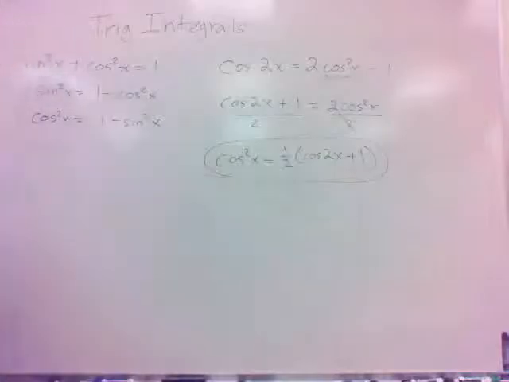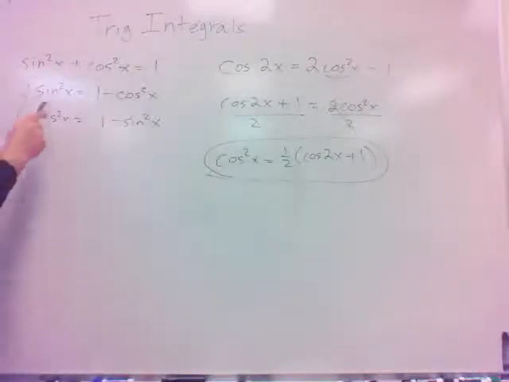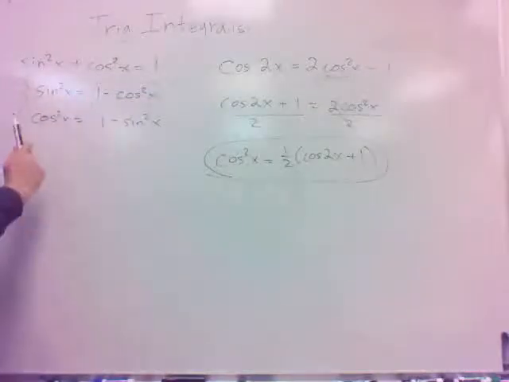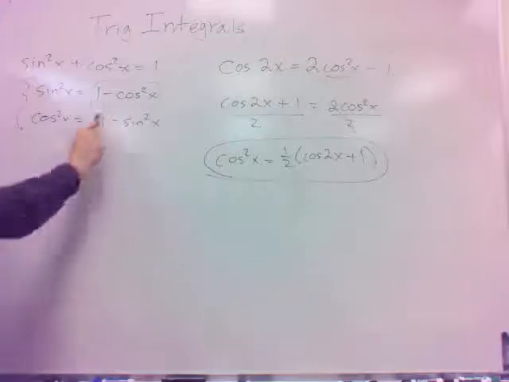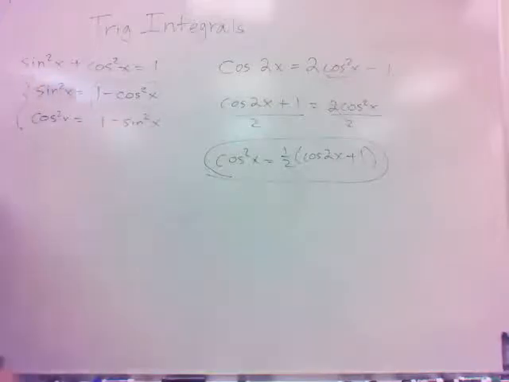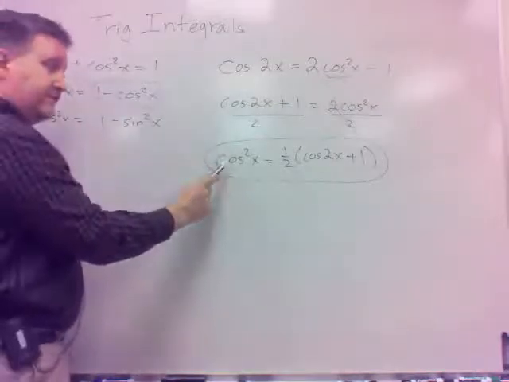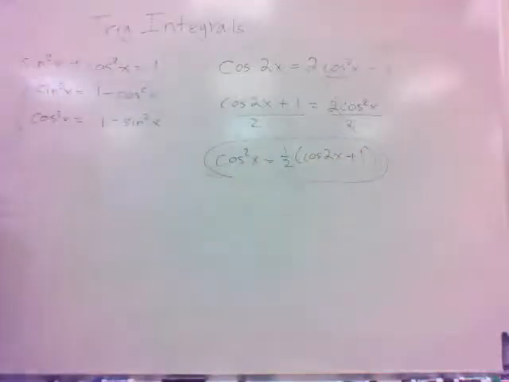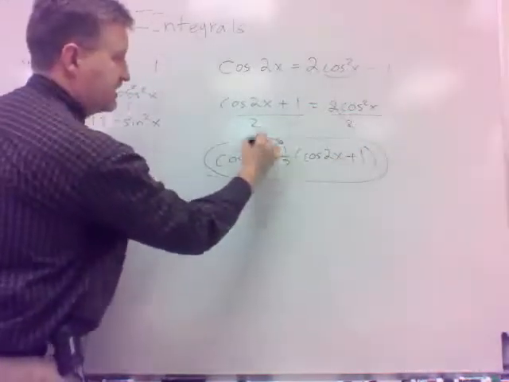And what we're going to do, depending on the situation, is if I have a sine squared, sometimes it's helpful to replace it by 1 minus cosine squared. Sometimes if I have a cosine squared, it's helpful to replace it by 1 minus sine squared. Sometimes, though, it's going to be helpful to go cosine squared equals 1/2 cosine of 2x plus 1. You see what I'm saying? I'm going to be replacing these by these.